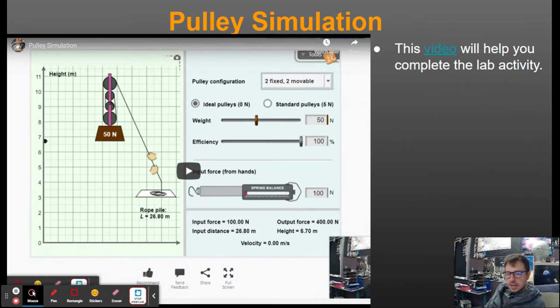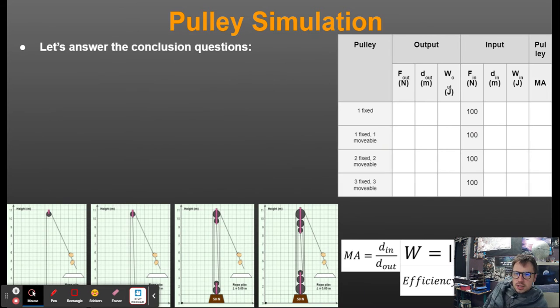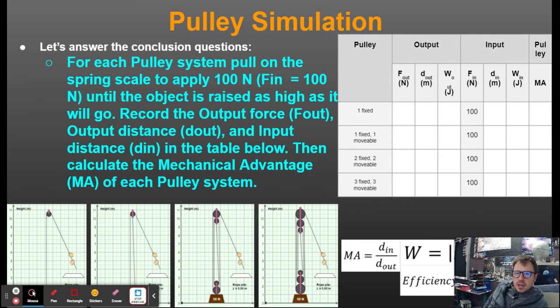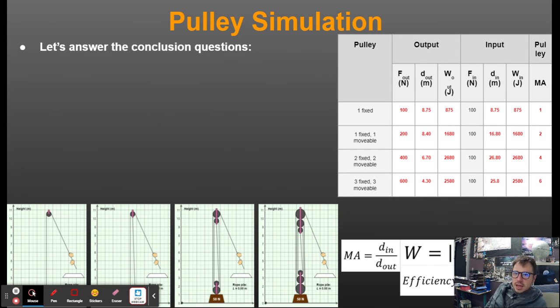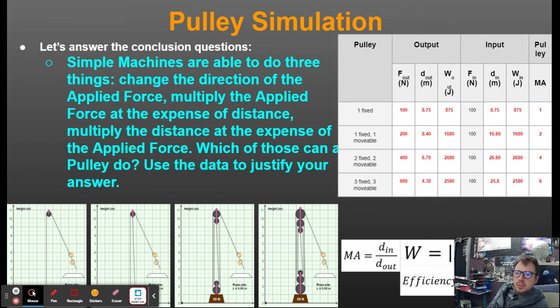So we ended with the pulley simulation. If we look at the pulley simulation, 100 newtons was applied to all of the machines. Now notice that the output force and the output work could be calculated. Simple machines are able to do three things: change the direction of the applied force, multiply the applied force at the expense of distance, or multiply the distance at the expense of an applied force. Which of those can a pulley do? Use the data to justify your answer.